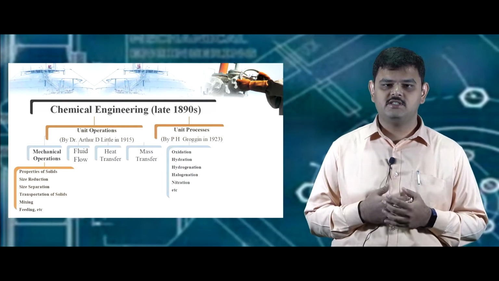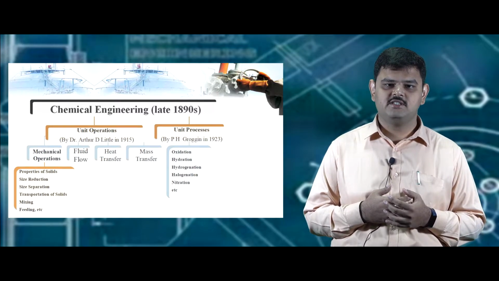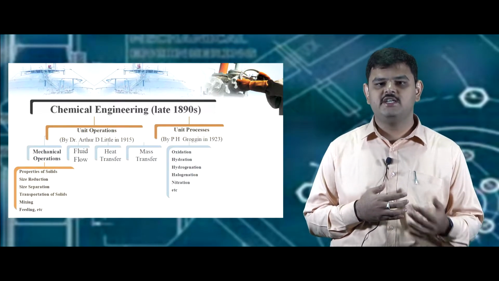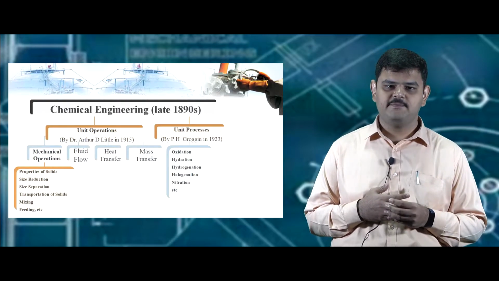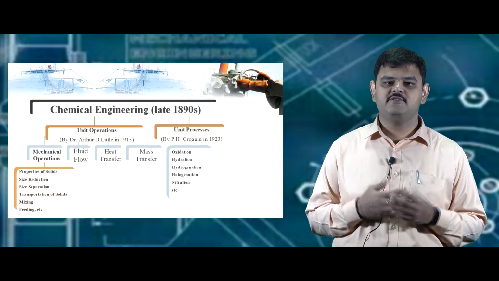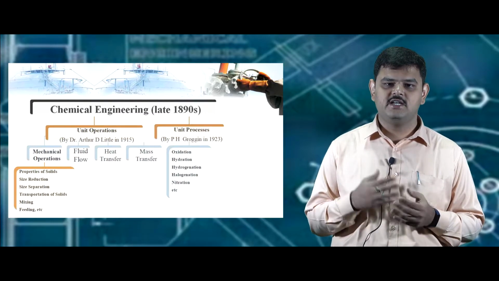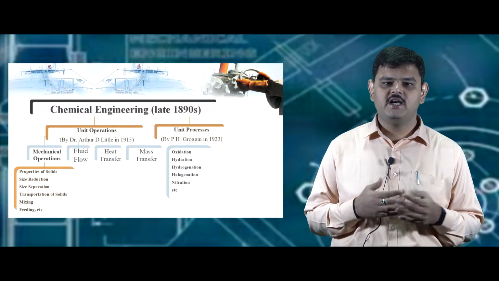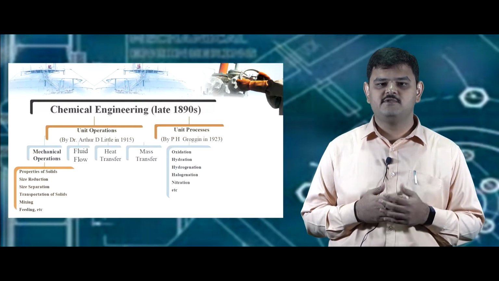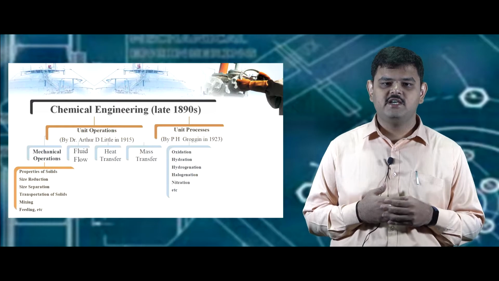The unit process consists of the chemical processes such as nitration, oxidation, hydrogenation, halogenation, hydration, etc. The mechanical operations which we are going to see in this lecture and this lecture series consist of the size reduction operations, handling of solids, processing of solids, transportation of solids, etc.